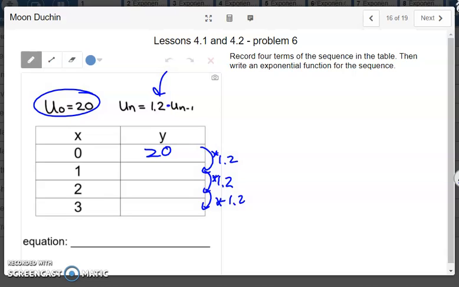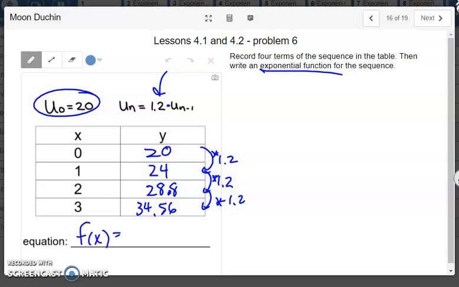So 20 multiplied by 1.2 gives us 24. Times 1.2 again, you get 28.8. And when you multiply it by it again, you get 34.56.